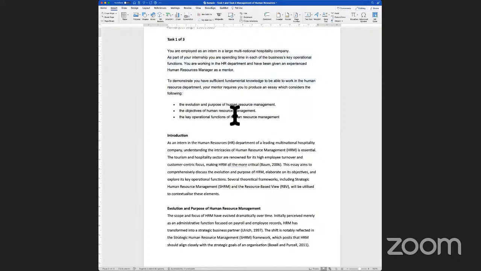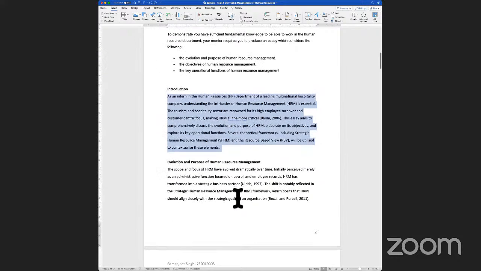So here there are 3 bits which I'm looking at: the evolution of HR, objectives of HR, and key operations of HR. I've done the introduction to explain that as an intern working for a travel and tourism company, or say Bali Tours and Travel, I'm going to be completing task 1 by covering 3 parts of the task, looking at functions and evolution of HR, purpose of HR, and obviously key operational objectives of the HR department.